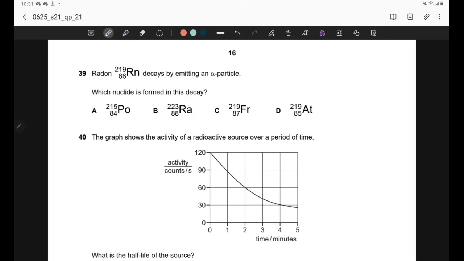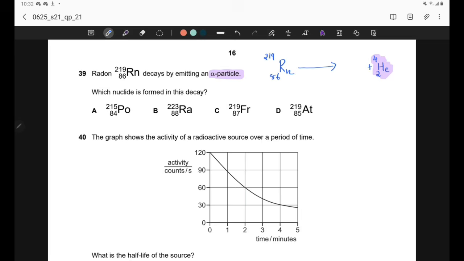Question 39. Radon decays by emitting alpha particles. Which nuclide is formed in this decay? So we have a radon nucleus with its atomic number and mass number given, and after decay, it emits an alpha particle. An alpha particle is similar to a helium nucleus, so it will have atomic number 2 and mass number 4. So when the radon decays by emitting a particle with atomic number 2 and mass number 4, what will happen to the new product?